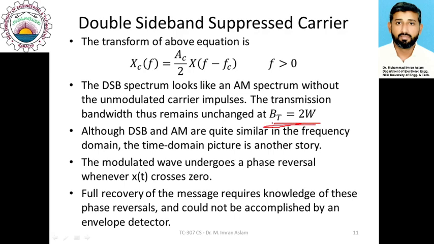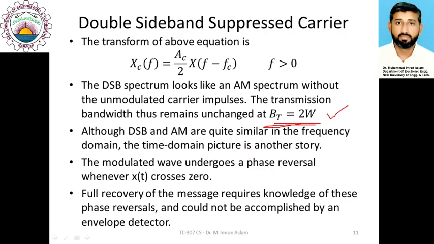So in other words, DSB signals provide benefit with respect to power utilization or power efficiency, but they are not providing any benefit with respect to bandwidth utilization, because the bandwidth requirement remains the same whether you use AM or DSB.